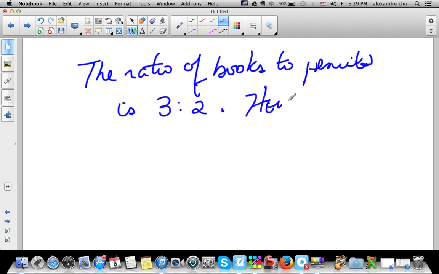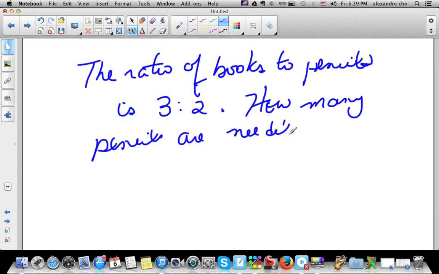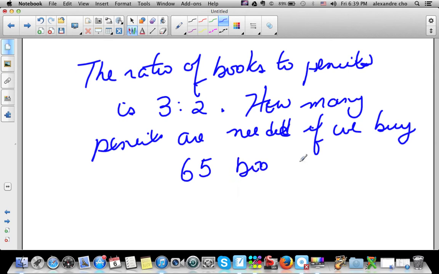So the ratio of books to pencils is 3 to 2. How many pencils are needed if we buy 65 books? Oh, okay, this is much easier. We have a ratio here of 3 to 2, so let's write the ratio as we know it: 3 for books, and 2 for pencils.